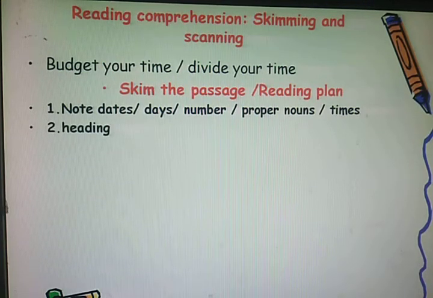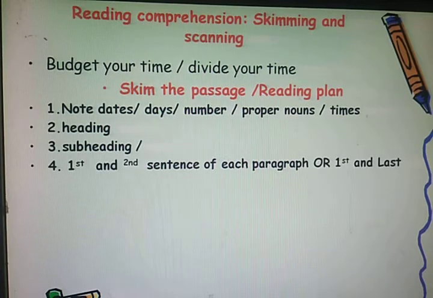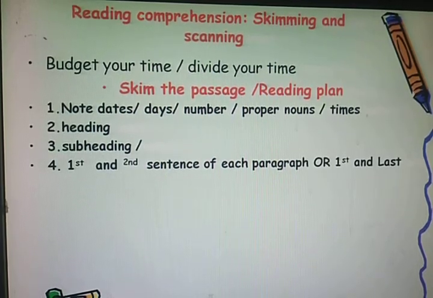Number 2, heading. You have to pay attention to the heading. Sometimes in the paper they give a heading, and sometimes they don't give. Number 3, subheading. Maybe a subheading will be given, maybe not. Number 4 point, first and second sentence of each paragraph, or first and last.